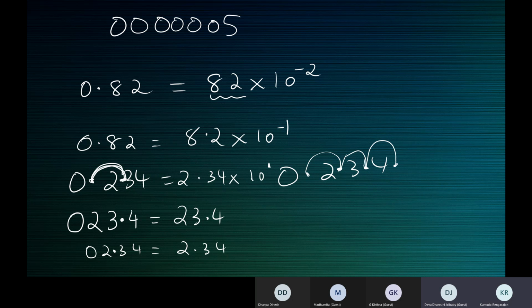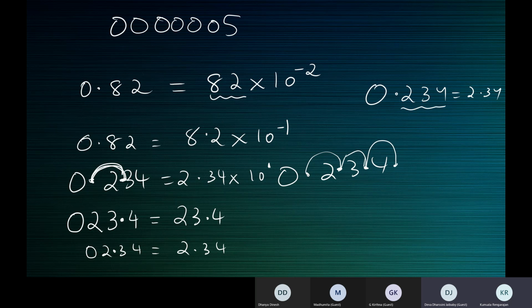Is it positive or negative? What was the number originally? 0.234. Have you increased its value or decreased its value when you made it 2.34? Decreased, ma'am. How? 0.234, you made it 2.34. You've increased it, right? No, don't say okay. You made it 2.34. Haven't you increased it? Yes, ma'am.